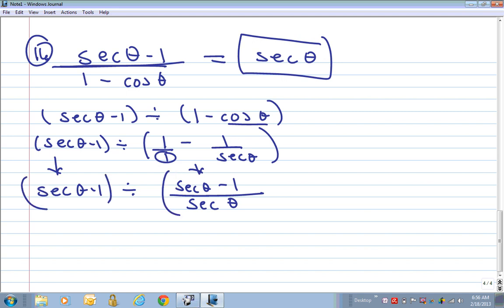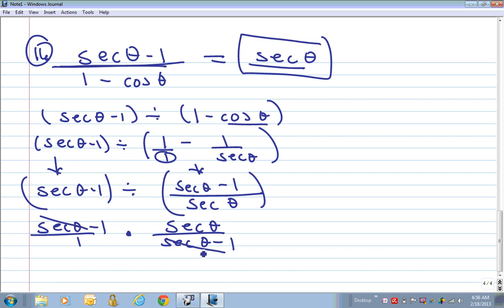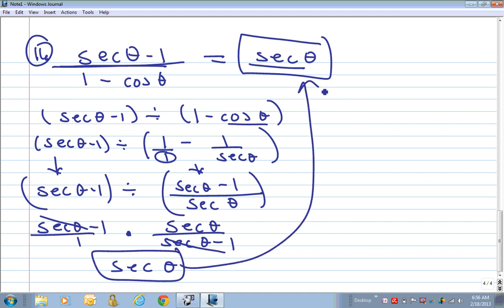So I've kind of got this side and this side. Now I've got all secants, which is what I need. I'm going to multiply by the reciprocal. So I'm going to keep my secant theta minus 1 over here. I'll put it over 1 to help me look like a fraction. And I'm going to multiply by its reciprocal, which is secant theta over secant theta minus 1. Oh, that's exciting because I can make that cancellation. And what do I have left? Just secant theta, which is what I needed. And now I have verified.